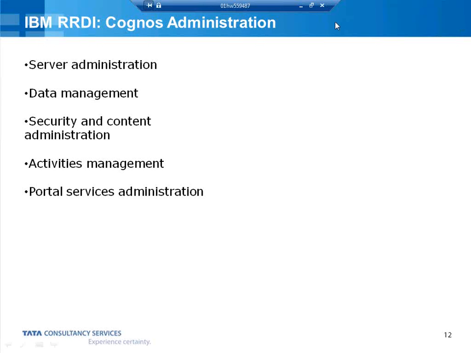So basically, your Cognos Administration will have contents like server administration, data management, security and content administration, activities management, and portal services administration. So these are the different types of administration services you can do with RRDI. Again, RRDI is a light version of IBM Insight, the Rational Insight. So we might not be able to do all the tasks that are actually possible with the Insight. RRDI also has its own set of limitations. Okay, that's all about the Cognos Administration.